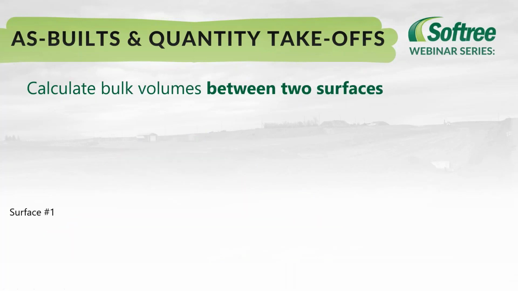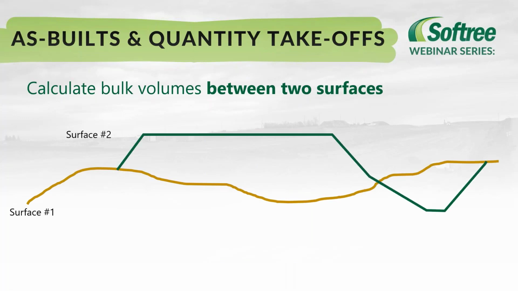The next one is calculating bulk volumes between two surfaces. That's if you have some more complex topography, and you have one survey before construction and one survey after. Then we're going to compare those two surfaces and see what our volumes are. So it's common and used for a lot of different purposes.